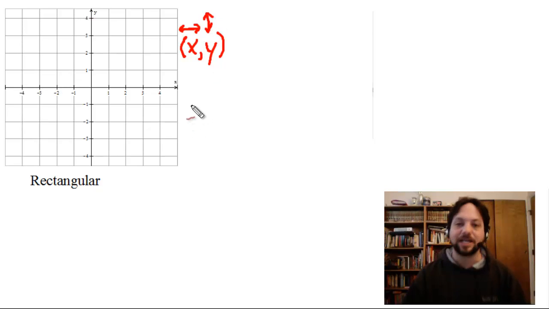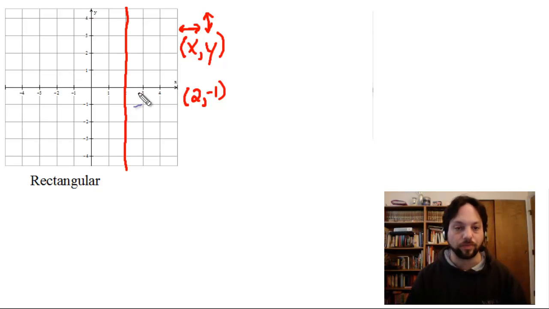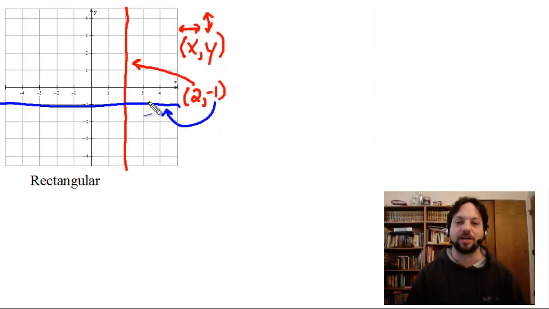What I mean by that is if I have a point, and let me make this up, let me have a point such as 2 comma negative 1. This tells me that I'm going to go over 2 on the x, and all of the points on this red line are going to correspond to points where the x value is 2. That is where the x value is 2. The y value we need to be negative 1. And so this blue line right here corresponds to all of the points where the y value is negative 1.